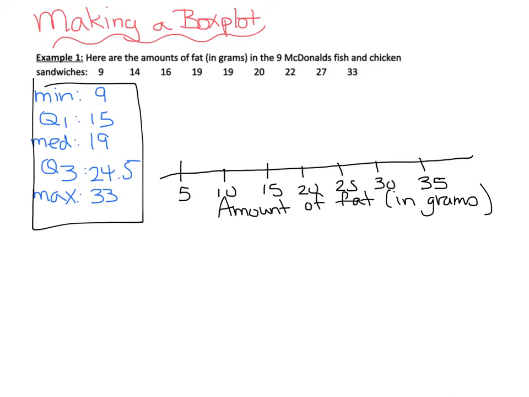So we are going to start by plotting the 5 values that we have. The minimum is going to be a smaller tick mark. The Q1 is going to be a bigger mark that's parallel to that. The median and the Q3 are going to be the same size as the Q1 and they're going to be parallel. And your maximum is going to look similar to your minimum, a small tick mark.